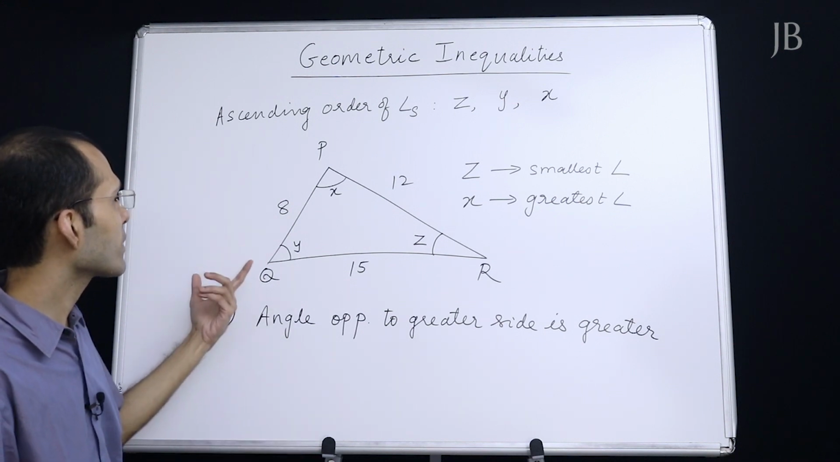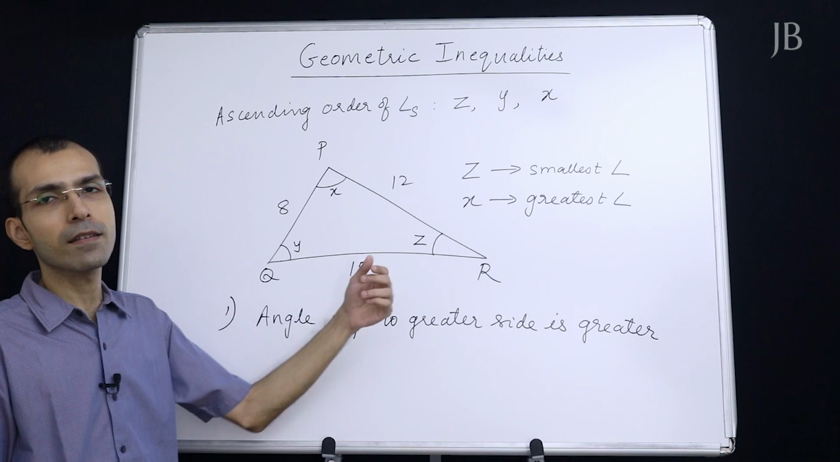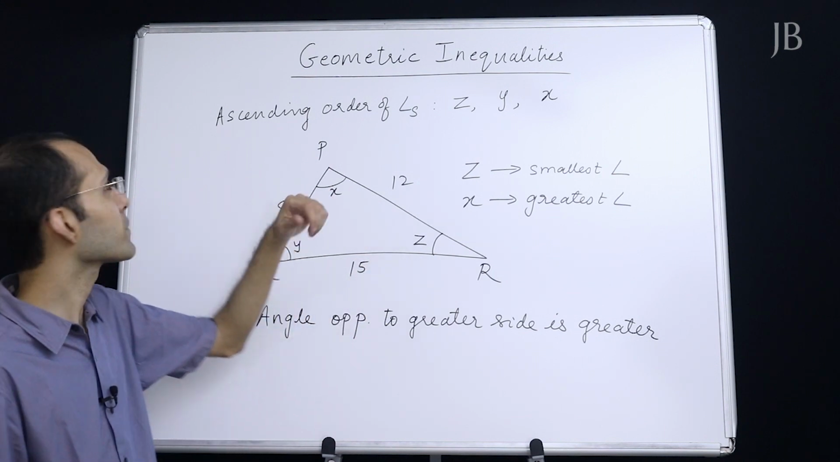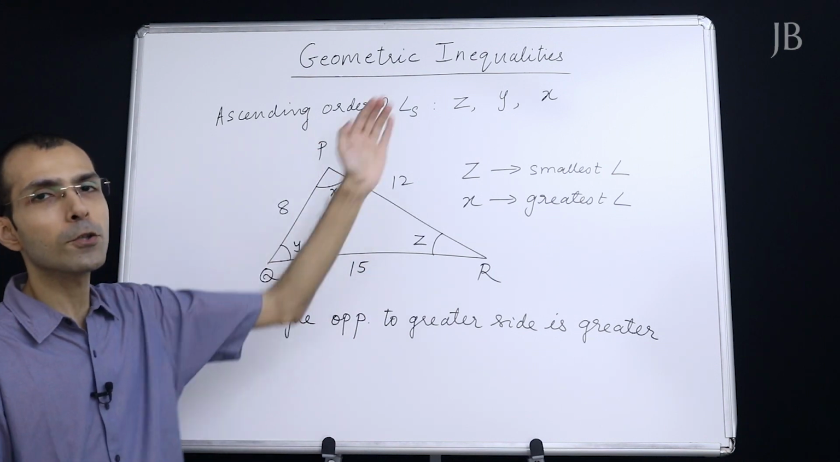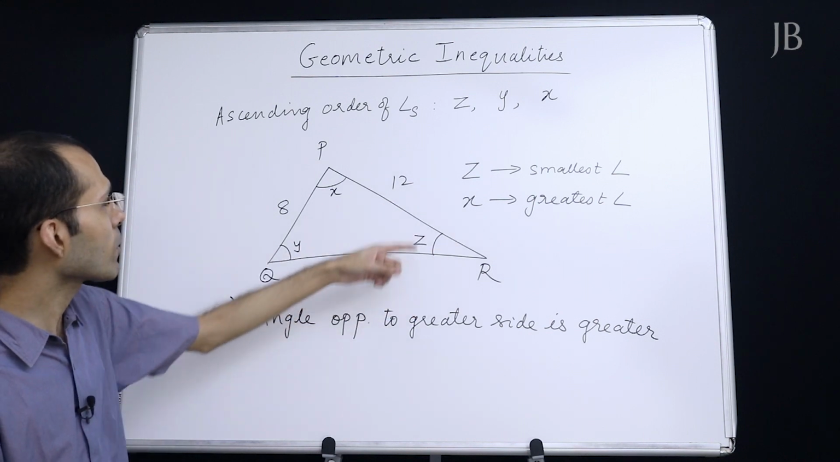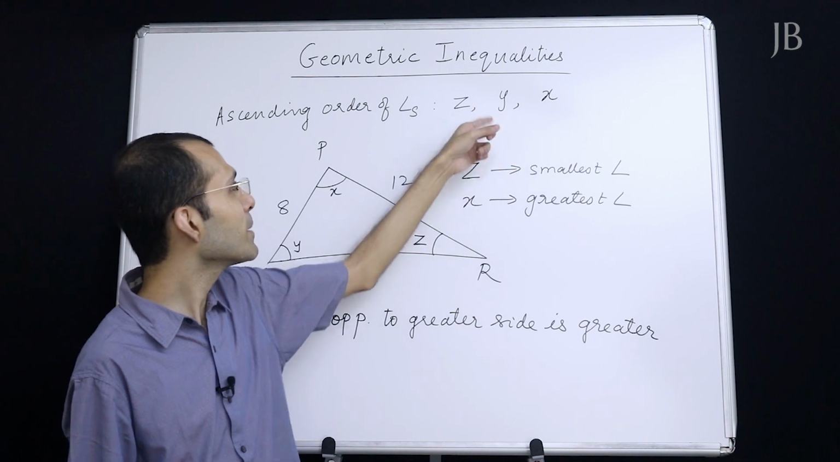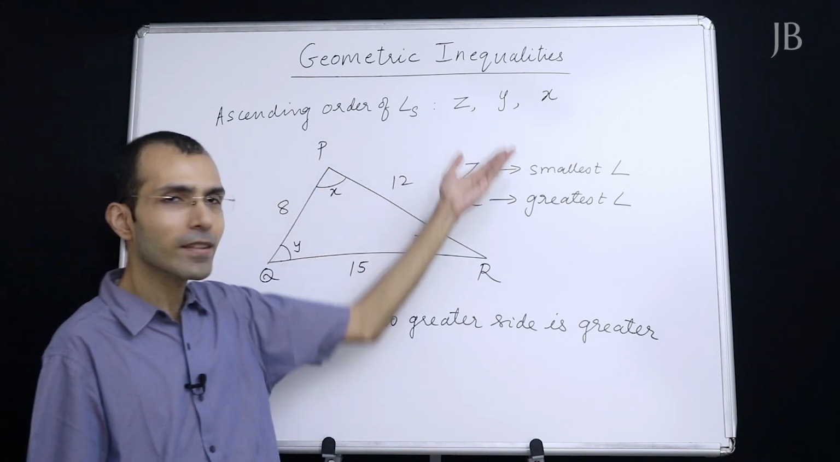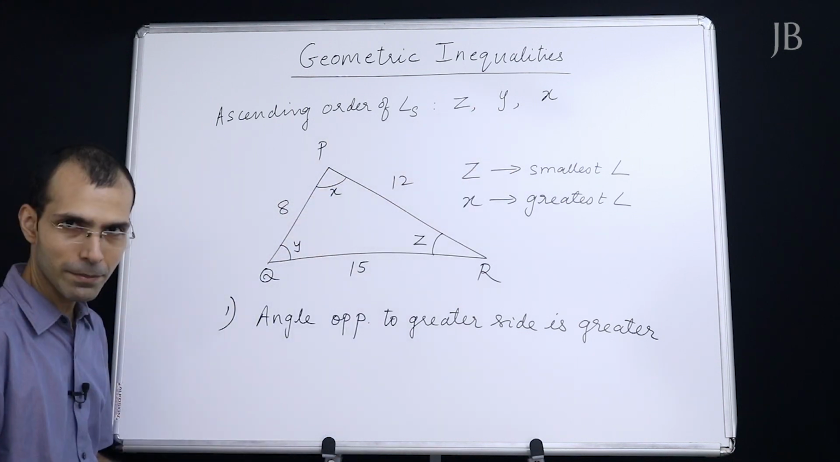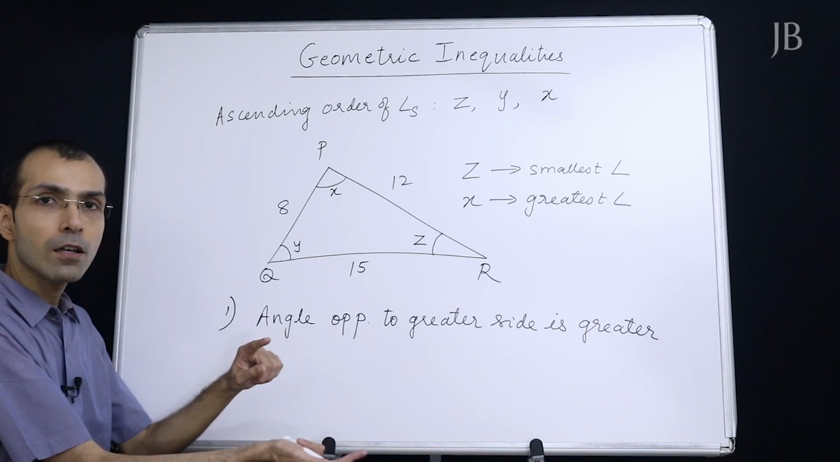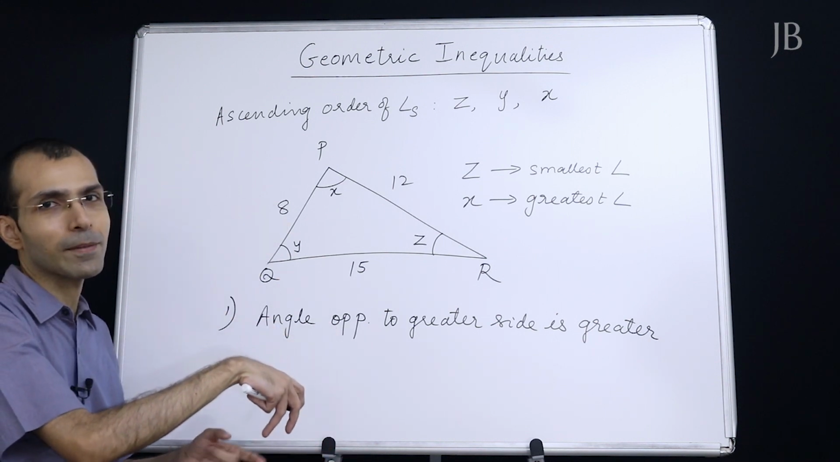So sometimes they can ask you, arrange the angles in ascending order of their magnitudes. So ascending order means small to big. So smallest was Z, the greatest was X, in between Y, and we are done with it. So this was the first concept. Now we will study the converse of this concept.